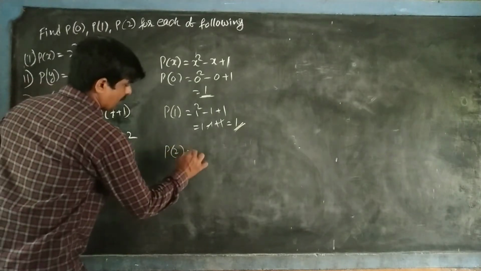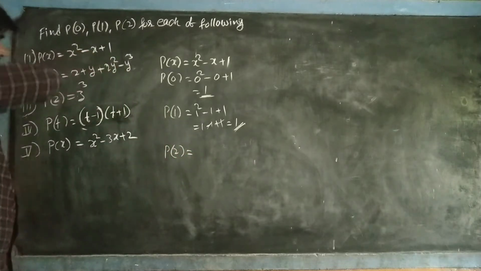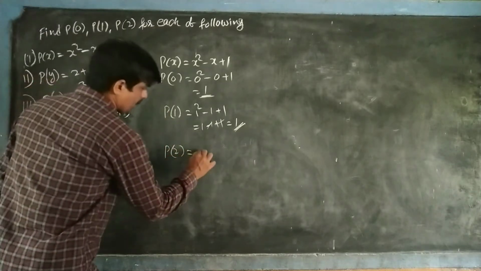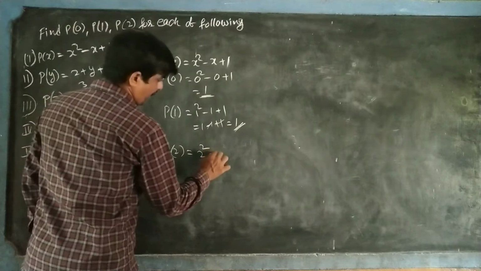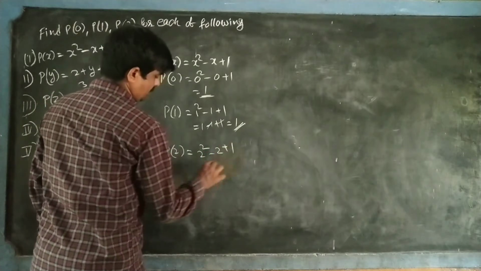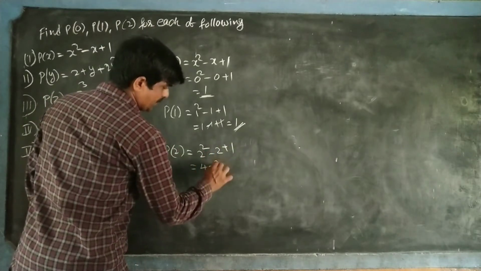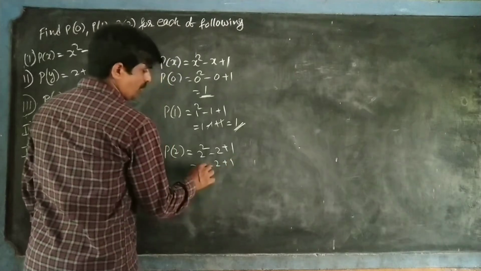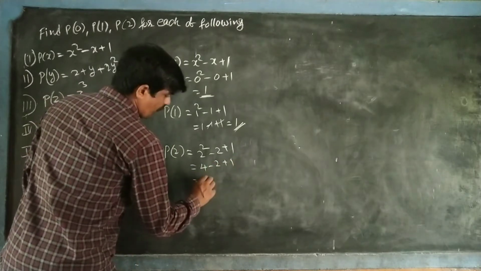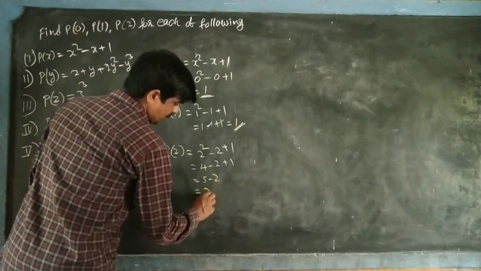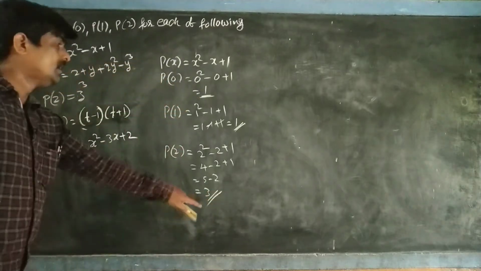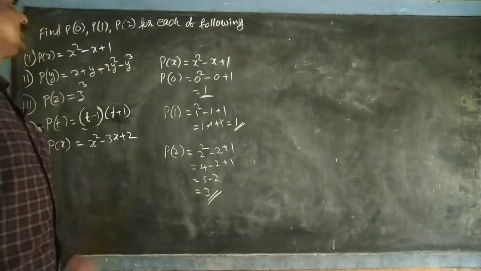Next, P of 2. Instead of x, you have to substitute 2. That is equal to 2 square minus 2 plus 1. 2 square is 4, minus 2 plus 1. 4 plus 1 is 5, minus 2, the value is 3. Over. The value of the polynomial is 3.